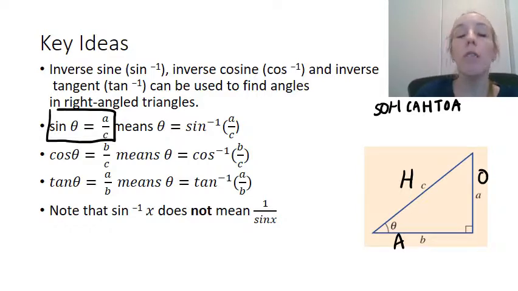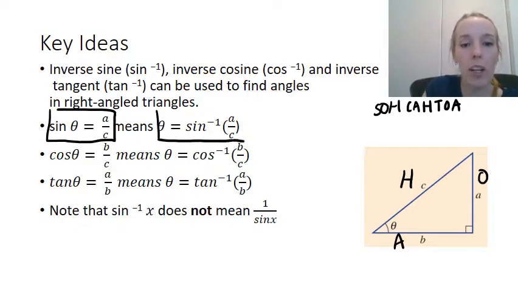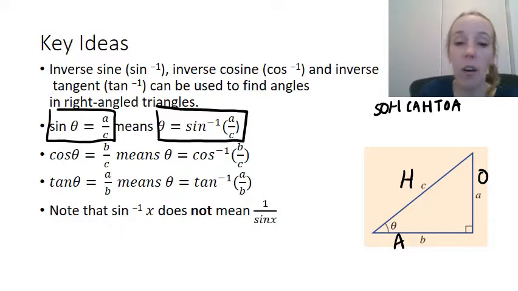We can rearrange that so that we can find the value of this angle. If we rearrange that original equation, the angle equals the inverse of sine, so sine to the -1, in brackets A over C, our opposite over our hypotenuse. It's the same for the rest of ours.